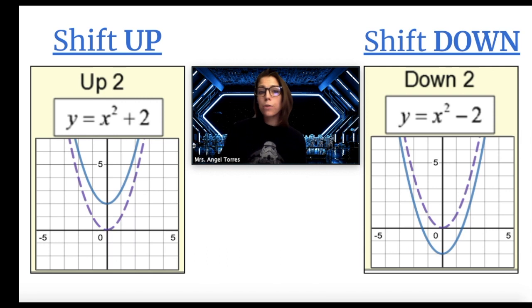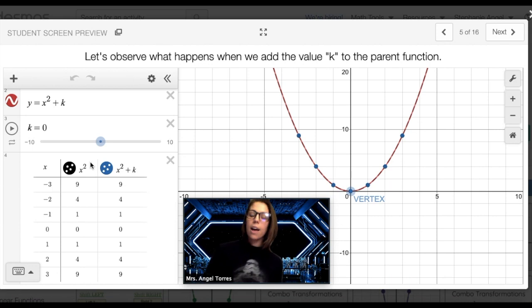The second transformation we're going to talk about is called a vertical shift. There are two possible shifts that we're going to explore, our shift up and our shift down. So here I have a graph that is already ready to go. I have the form y equals x squared plus k, meaning we have our parent function, and then we're going to add a value onto it. So right now, the value of k is 0, which means I'm not adding anything onto it, and my new function looks identical to my parent function.